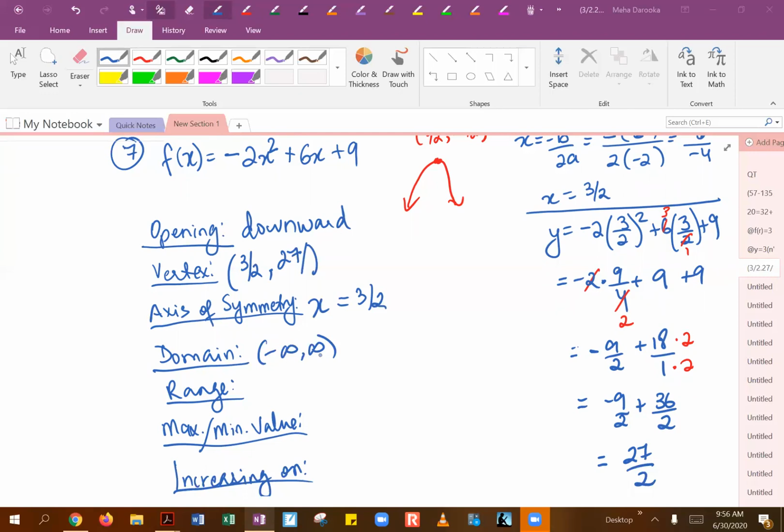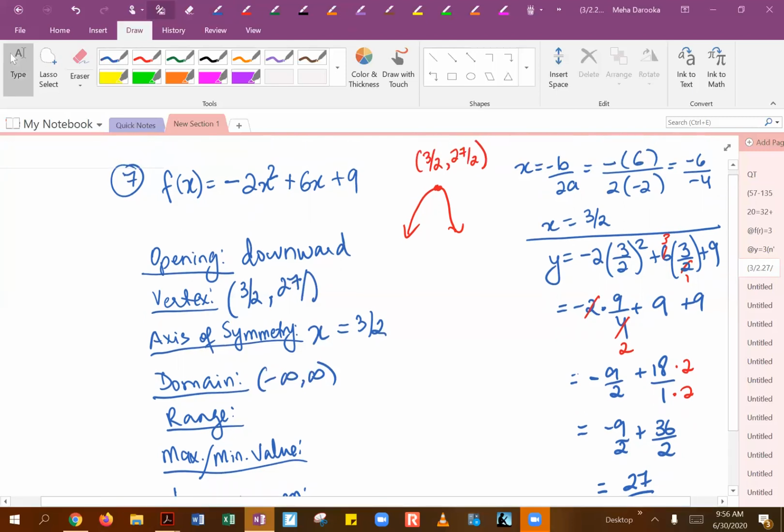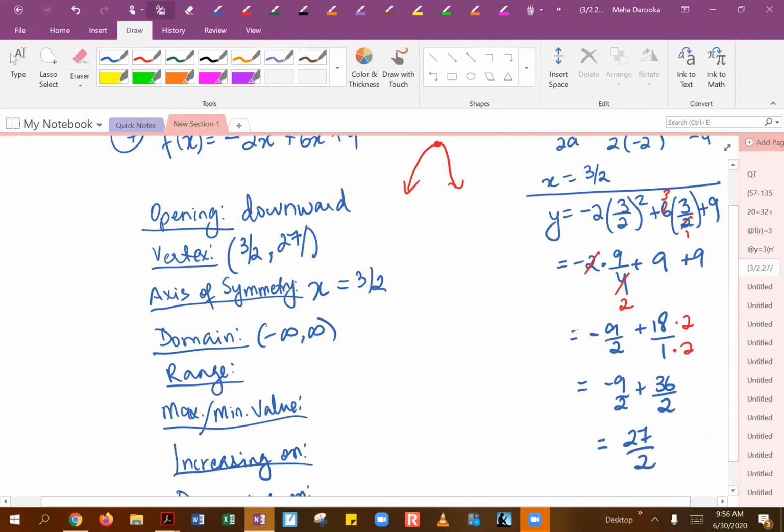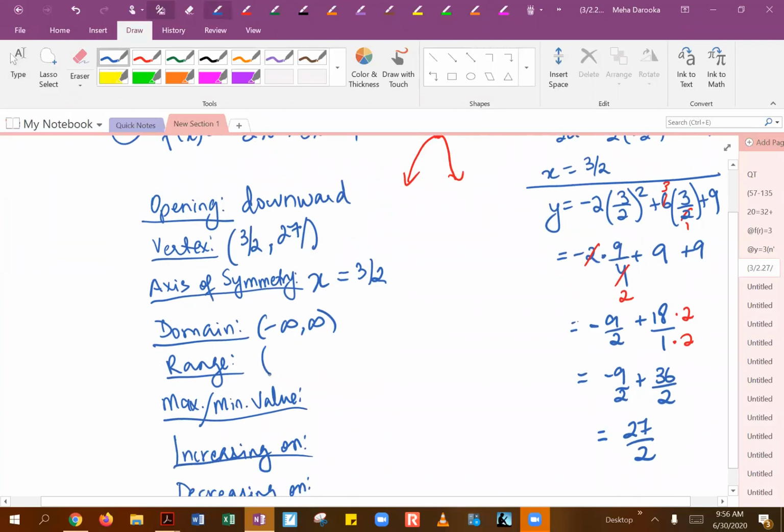So what did you guys come up with for the range for this guy? Okay, Meredith, you've got negative infinity to 27/2. Yeah, very good, because again, the range is going to be based on the y coordinate of your vertex. So you're going from negative infinity and you basically stop at 27/2 in this case, because our parabola is downwards. So it's going towards negative infinity. And of course, we would be including 27/2.